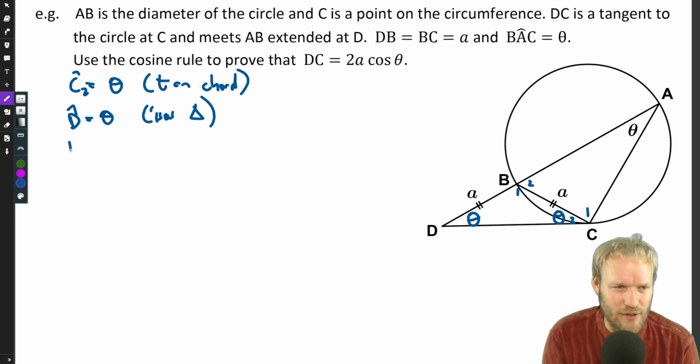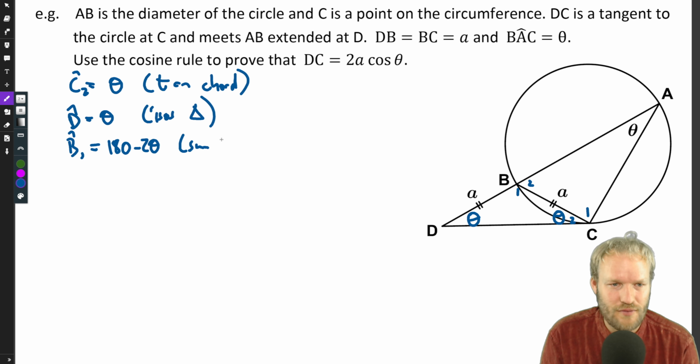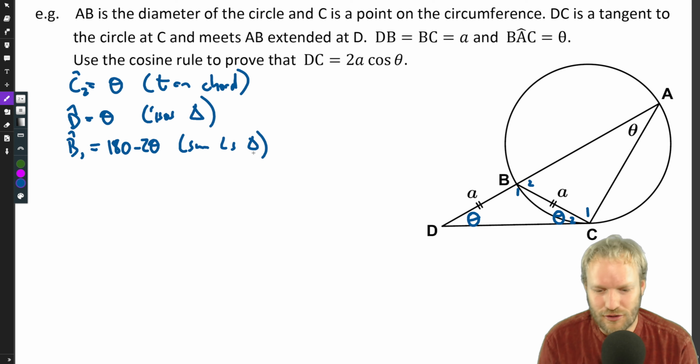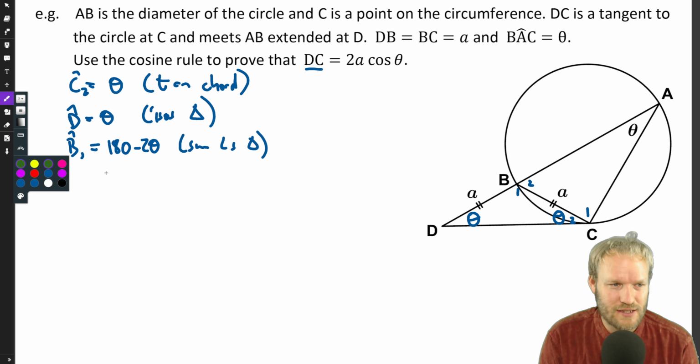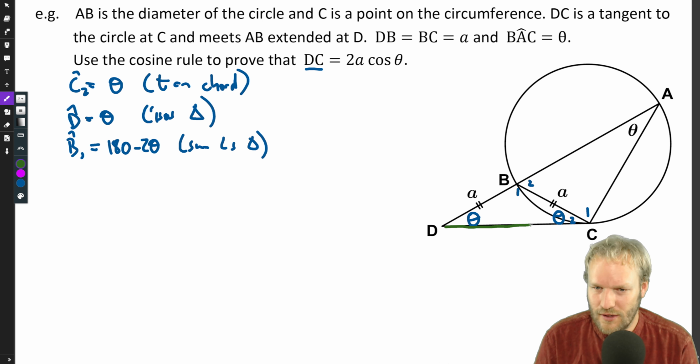And we've got an isosceles triangle, so that one there, D must also be theta because of that isosceles triangle. Well, then B1 we can just get from angles in triangle. Well, that's 180 minus those two thetas over there from sum of angles in a triangle. Okay, well, probably got enough information because we're trying to work out DC. Well, there's DC down here.